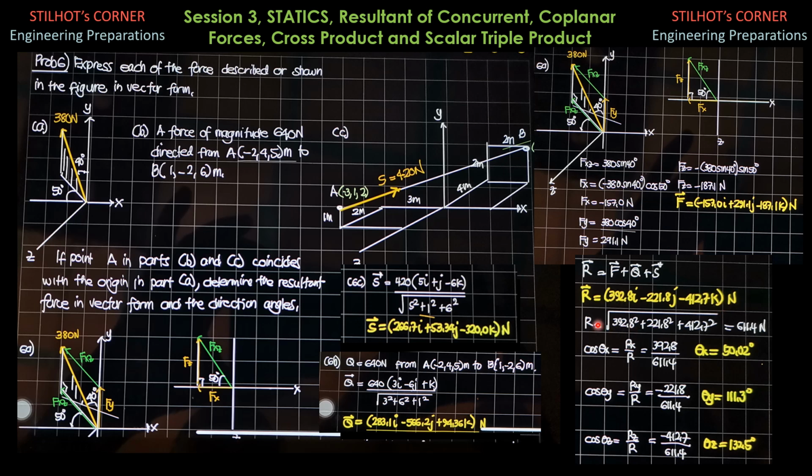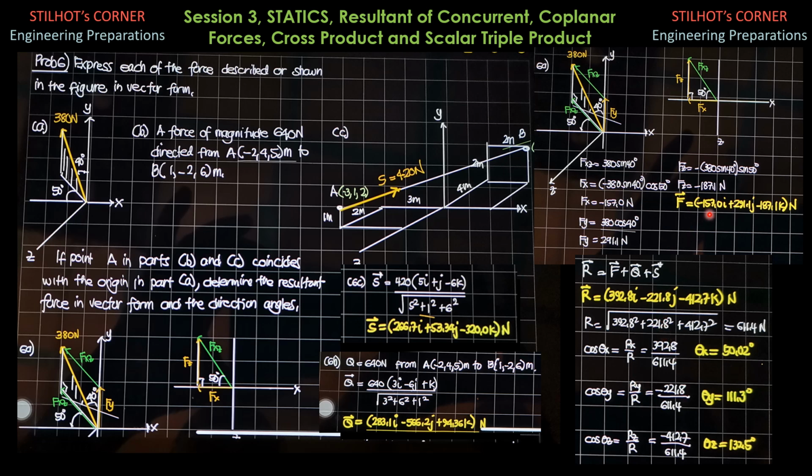The magnitude of this force is 611.4 newtons, the square root of x component squared plus y component squared plus z component squared. Then cosine theta x, remember, is Rx over R. Rx is 392.8, R is 611.4, so theta x, the direction angle that the force makes with the positive x-axis, is 50.02 degrees.